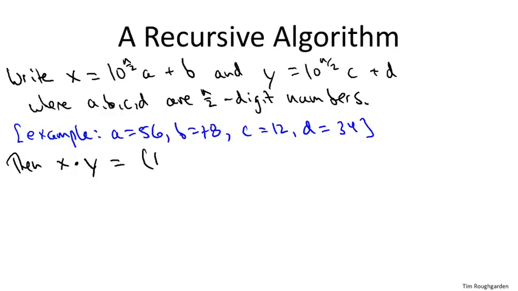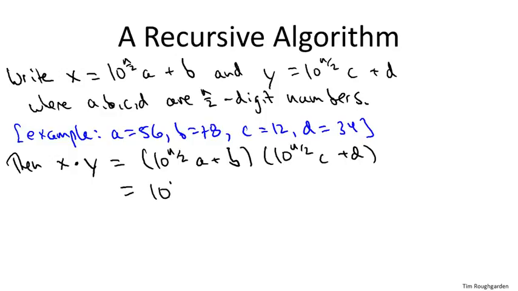So x times y, by this representation, is just the same thing as 10 to the n over 2 times a plus b, times the quantity 10 to the n over 2 times c plus d. Now if we expand this in grade-school terms, we get 10 to the n times ac, plus 10 to the n over 2 times ad plus bc, so that's combining two terms from the expansion, plus bd. I'm going to call this expression, circled in green, star.